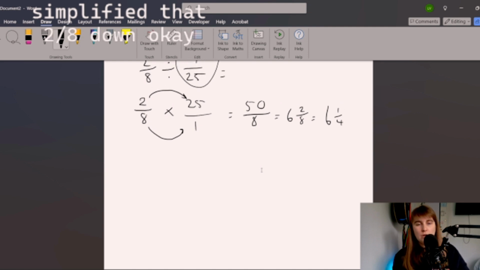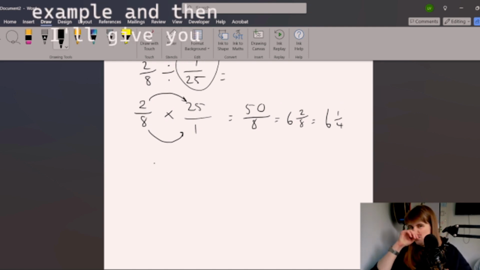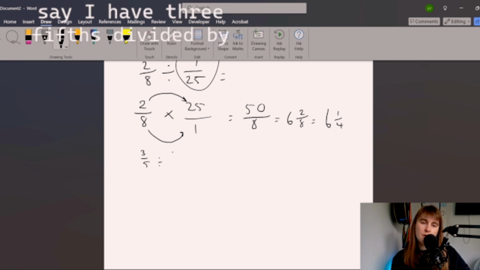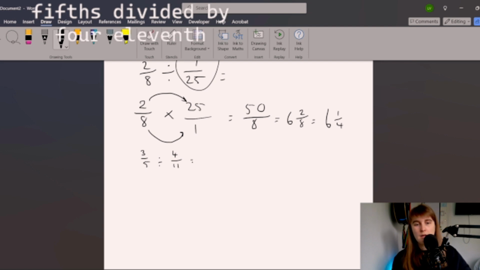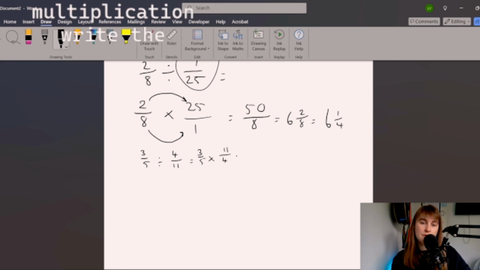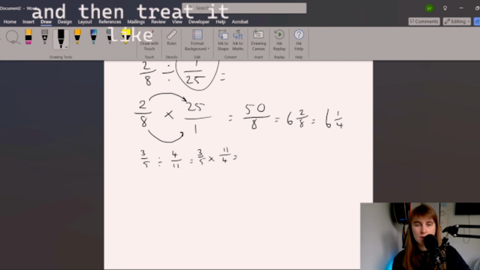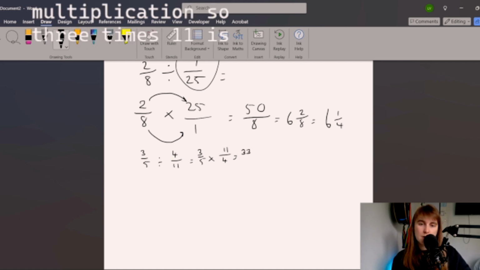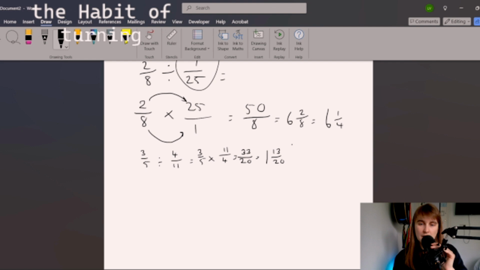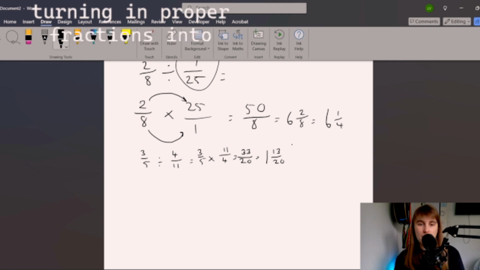Okay. I'll do one more example and then I'll give you a couple to do on your own. So let's say I have 3/5 divided by 4/11. Okay. So I'll just do it here. First fraction remains the same. Turn it into a multiplication. Write the reciprocal of the second fraction and then treat it like a multiplication. So 3 times 11 is 33. 5 times 4 is 20. Again, we've got an improper fraction, which is fine. So that turns into 1 and 13/20. So we'll get into the habit of turning improper fractions into mixed number final answers.